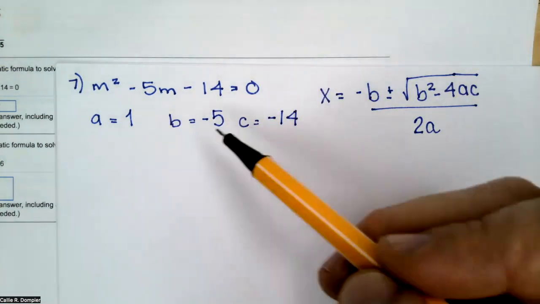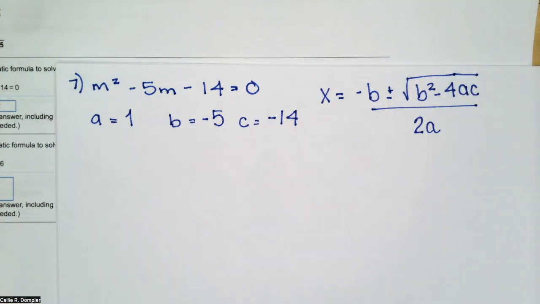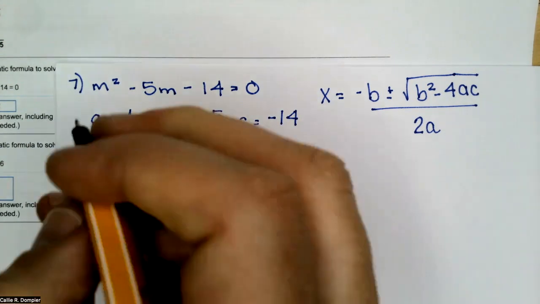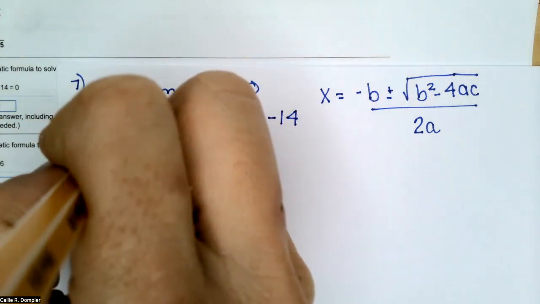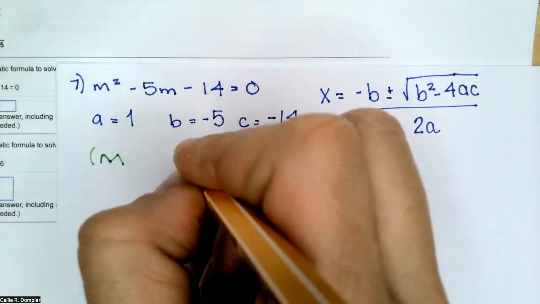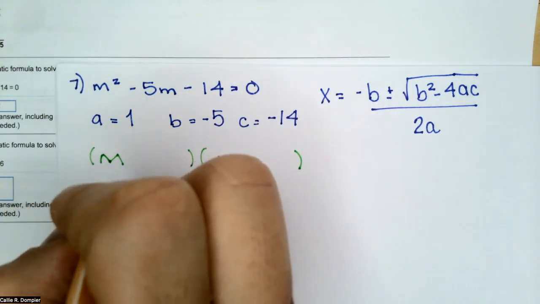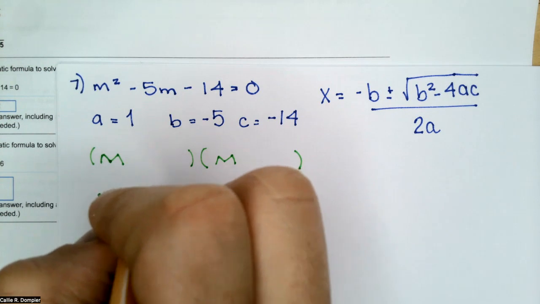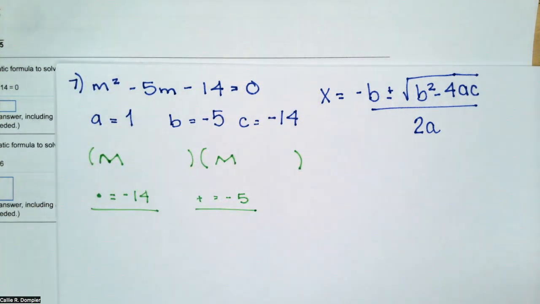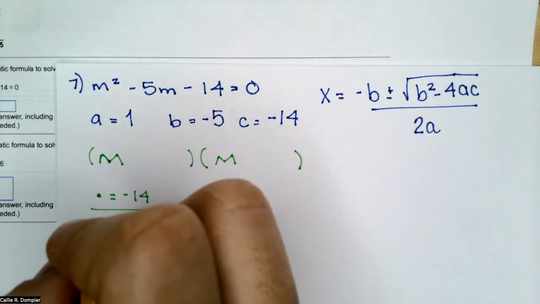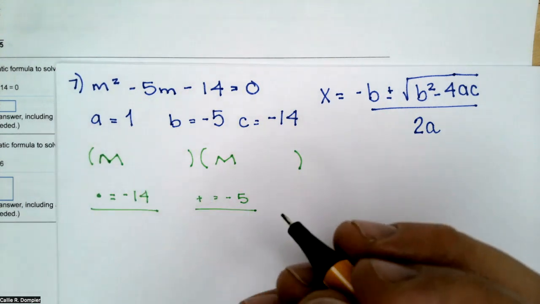Okay. If you want to just factor this regularly, you are welcome to do so. If you were to factor it regularly, I wanted to draw an x, but it's actually an m, right? M squared. So then our two binomials are just going to be m times m. And then you want a number that will multiply to equal negative 14, but that will add to equal negative 5, right? If you're multiplying to equal negative 14, you want your bigger of the two terms to also be negative.